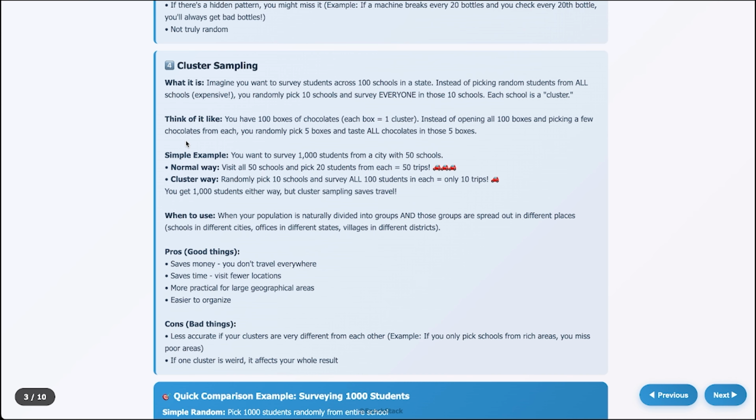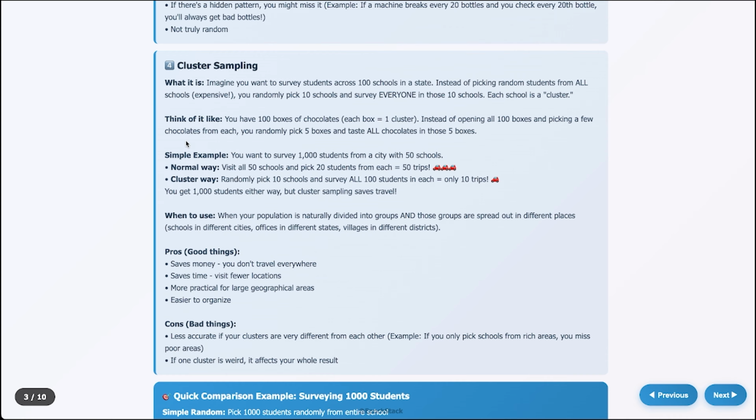The first point as an advantage is that it saves your money and time. It is good when you have very large geographical areas, and it will be easy to organize. But the drawback here is that it is less accurate.